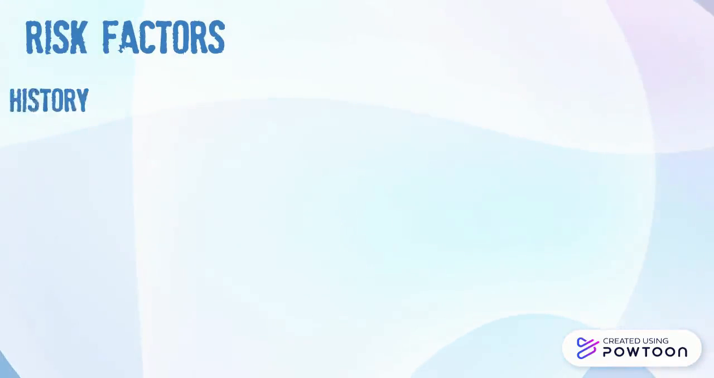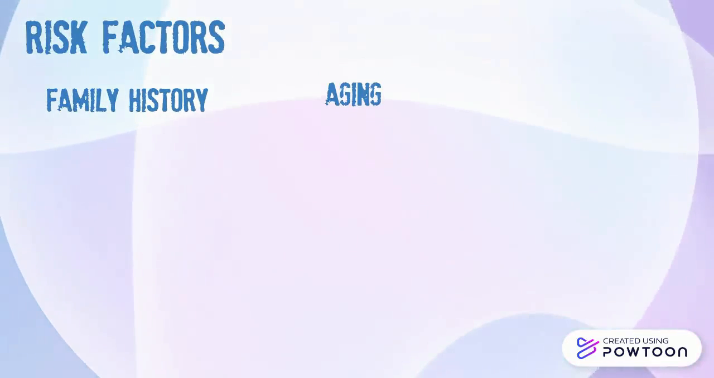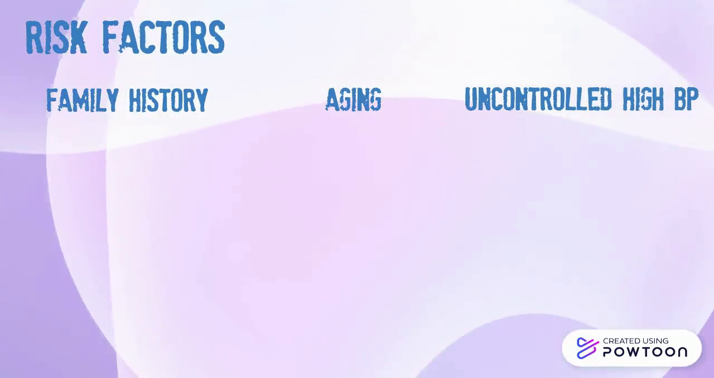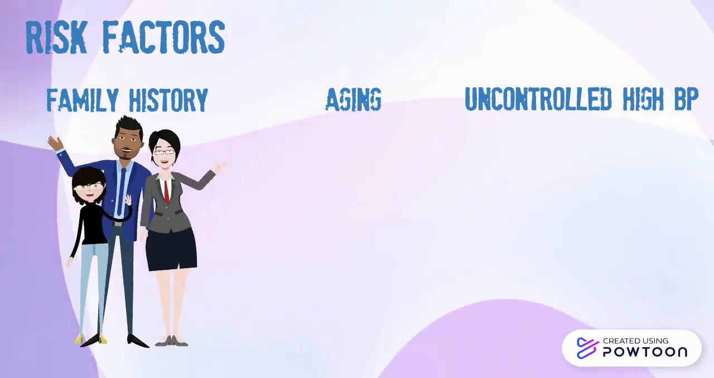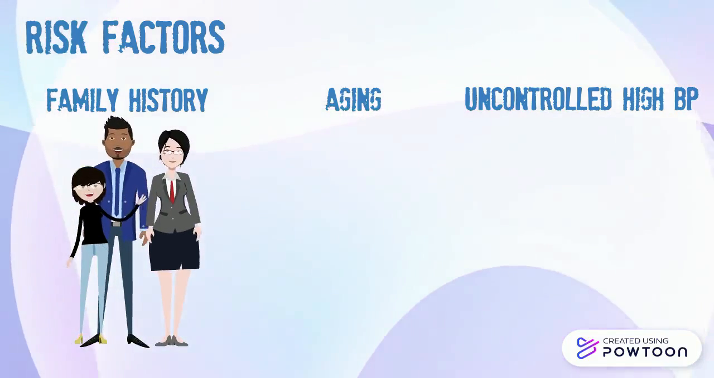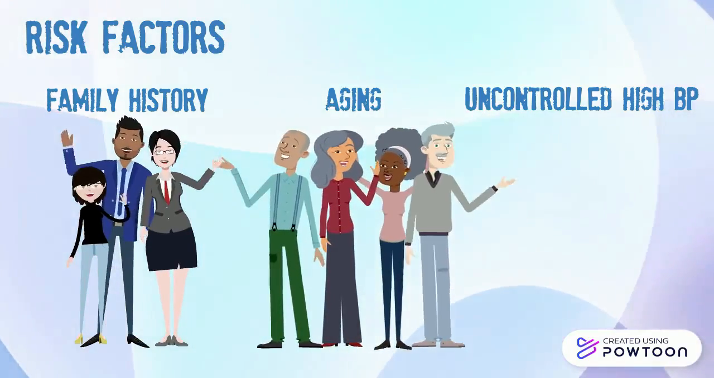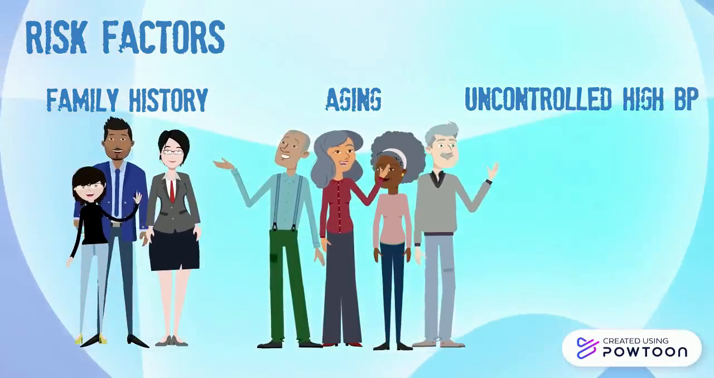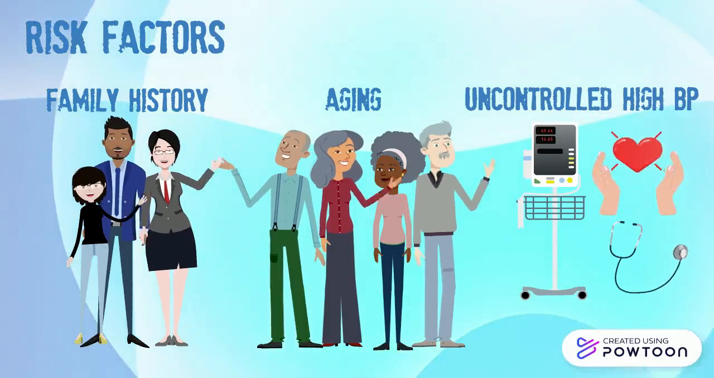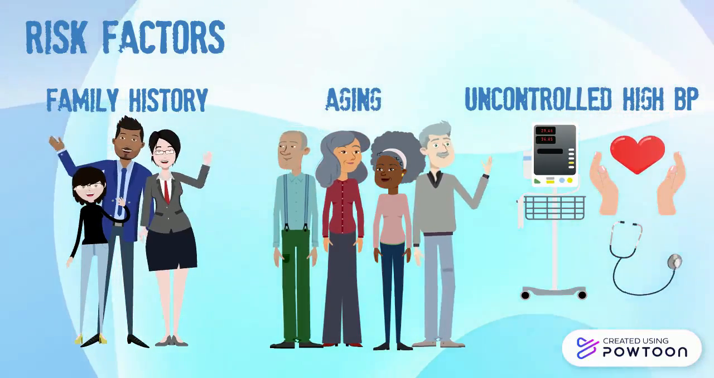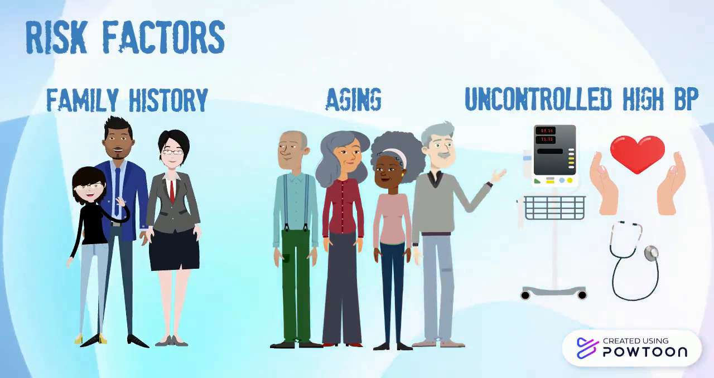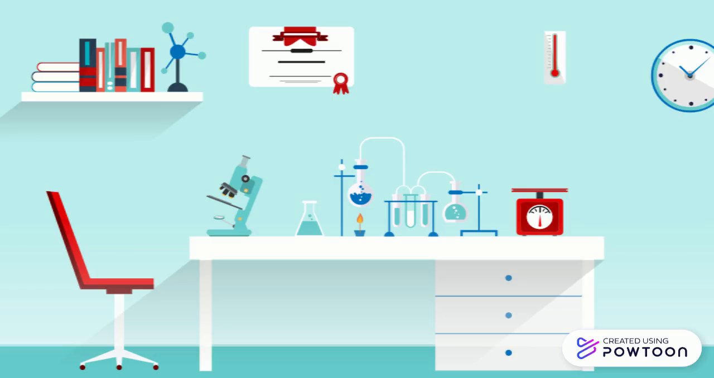Well, who's at risk? Let's find out. Some risk factors include family history, advanced age, and uncontrolled high blood pressure. When we say family history, we mean that HCM can be inherited from other family members. Along with the advancement of age, individuals are also at a higher risk for developing HCM. Having high blood pressure that is uncontrolled can also put an individual at risk of developing HCM.